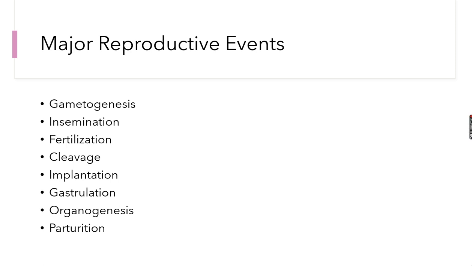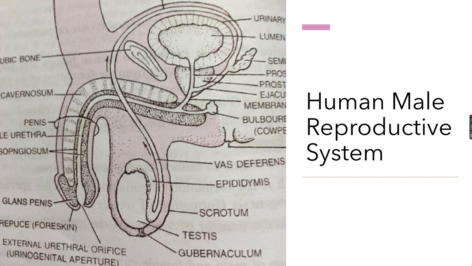First of all, we'll study the human male reproductive system. This is the diagram of the human male reproductive system. In this, there are the following main parts. First of all, we'll study the scrotum. The scrotum is a pouch of deeply pigmented skin divided into two separate sacs. Each sac contains one testis.